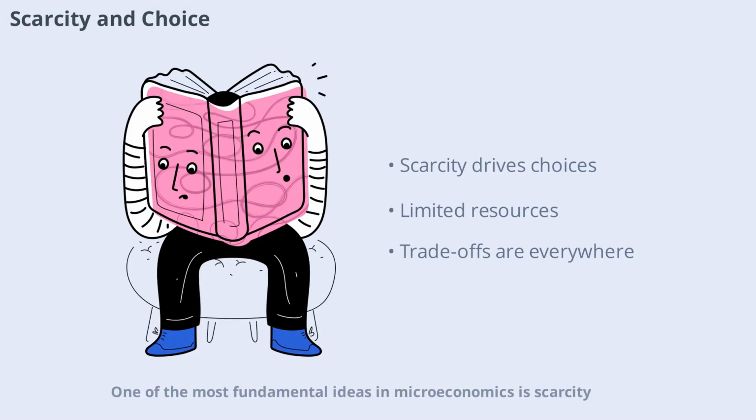One of the most fundamental ideas in microeconomics is scarcity. Resources like time, money, and materials are limited, but our wants and needs are virtually endless. Because of this, we all have to make choices about how to use what we have. Every decision involves a trade-off. Choosing one thing means giving up something else. Understanding scarcity and the necessity of making choices is the starting point for all economic thinking. It's what drives individuals, businesses, and even governments to prioritize and strategize.